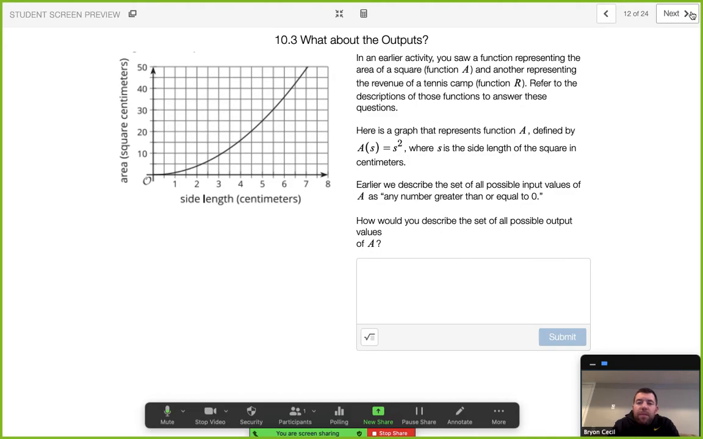All right, same thing. Earlier we described the set of possible input values of a as any number greater than or equal to 0. How would you describe the set of possible output values of a? Again, guys, we're squaring it, so it's going to be any number greater than or equal to 0 as well.